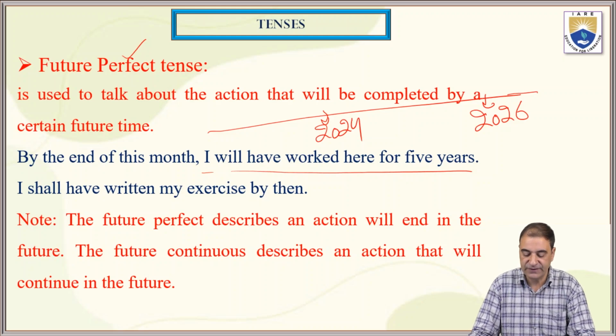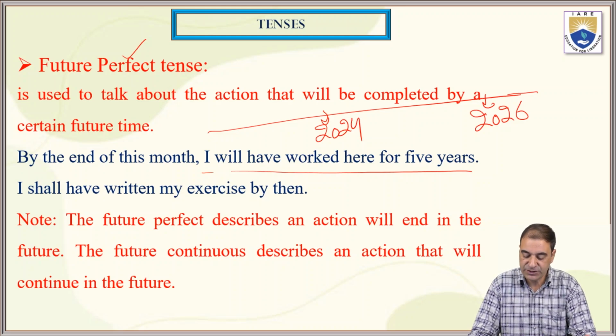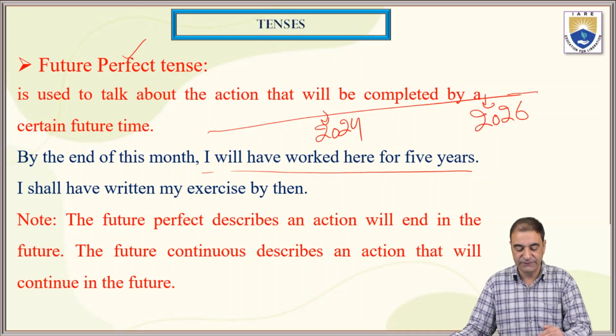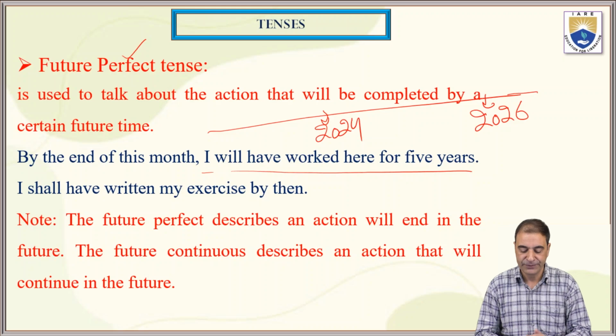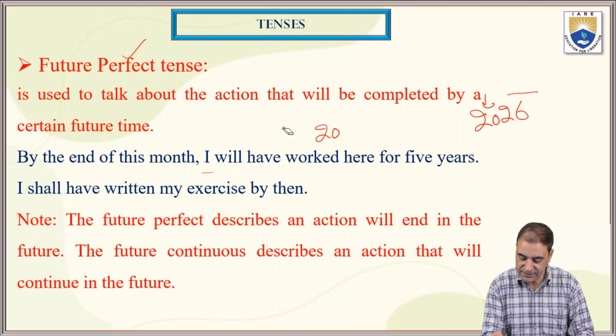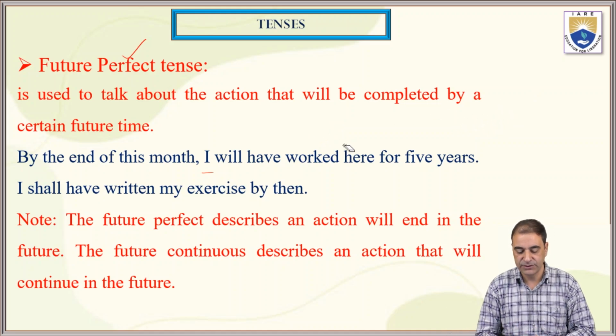And this future perfect describes an action that will end in the future. The future continuous describes an action that will continue in future. There's only a difference between the future perfect tense and future perfect continuous. There's a difference of continuous, okay? And now I would like to recapitulate this one. This future perfect tense talks about an action that will be completed by a certain future time.